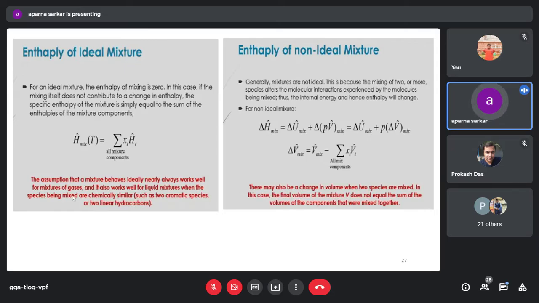For this ideal mixture, the assumption that a mixture behaves ideally nearly always works well for mixtures of gases, and it also works well for liquid mixtures when the species being mixed are chemically similar. So this formula we can apply for gas as well as for liquid.